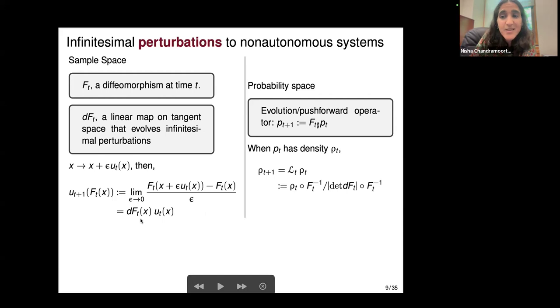Okay. So these are the main objects, linear perturbation analysis. So DFT, simply the Jacobian matrix, and it evolves vector fields. It's a linear operator. And this linear operator on densities simply evolves densities along the dynamics.